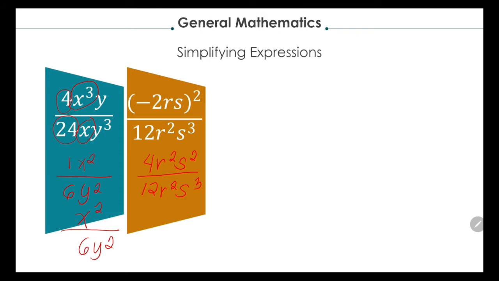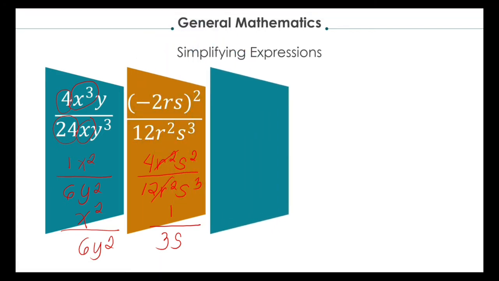And then, katulad nung ginawa natin sa first example, isimplify muna natin yung mga numerical values. So, 4 and 12 are both divisible by 4. So, we will have 1 all over 3. And then, simplify the variables, so r squared is eliminated, so that is equal to 1. And then, s squared all over s cubed, we will have 1 all over s. So, the final answer is 1 all over 3s.